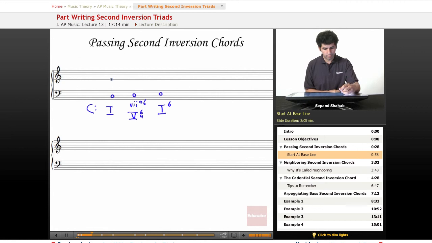So if we start with G, C, E here, you'll see that we have the D of the 5 chord, and then here is the G, and then the C moves down to a B, and this E moves down to a D because we always want to double the root, or the bass, excuse me.